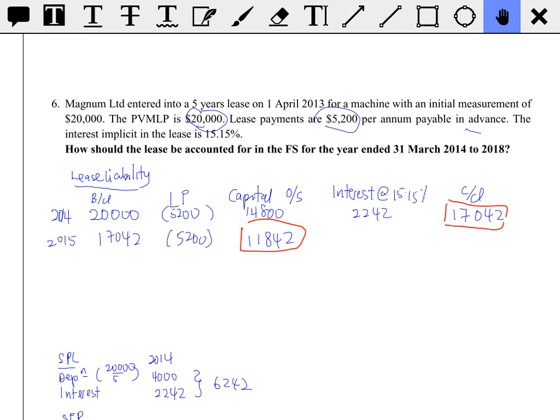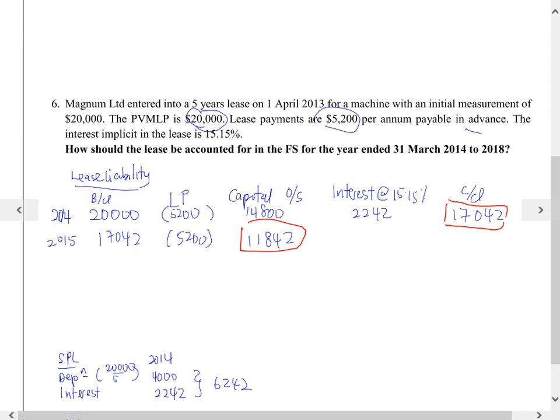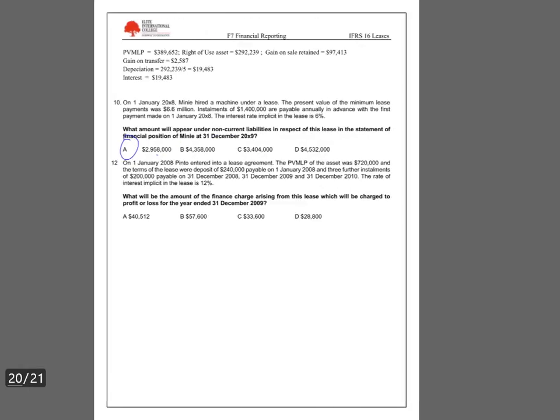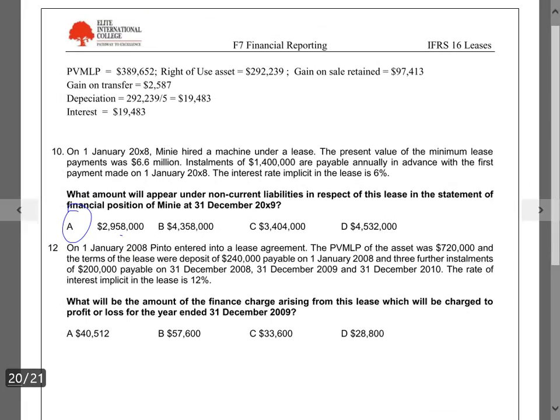Okay, A. So this one, you have to look at the question a bit carefully, right? Because they may ask for non-current liability. And one more thing is the date. Can they ask for current liability? Yes. Can they ask for interest? Yes. So non-current liability, current liability, interest, and at different years. So you have to look at the date carefully. 1st January 2008, and they want the liability at year end of 2009, meaning 2 years later.